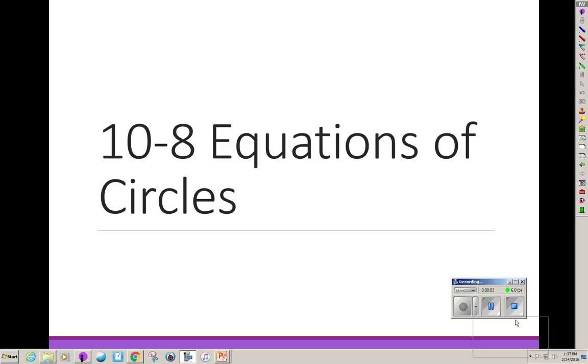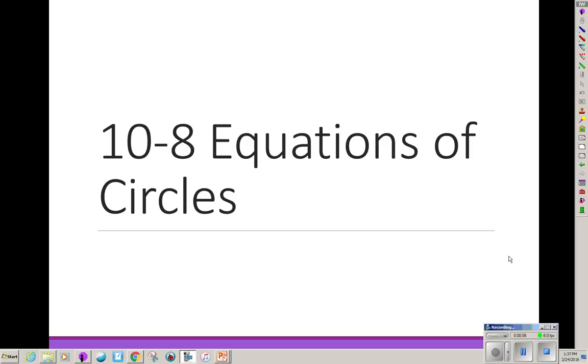This lesson is equations of circles. We're going to write equations of circles. We'll graph circles given the equation, and we'll solve various other problems involving the equations of circles.